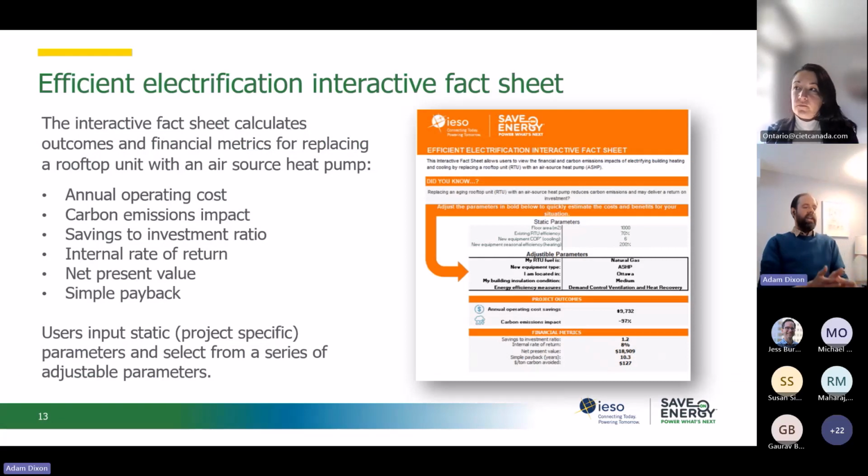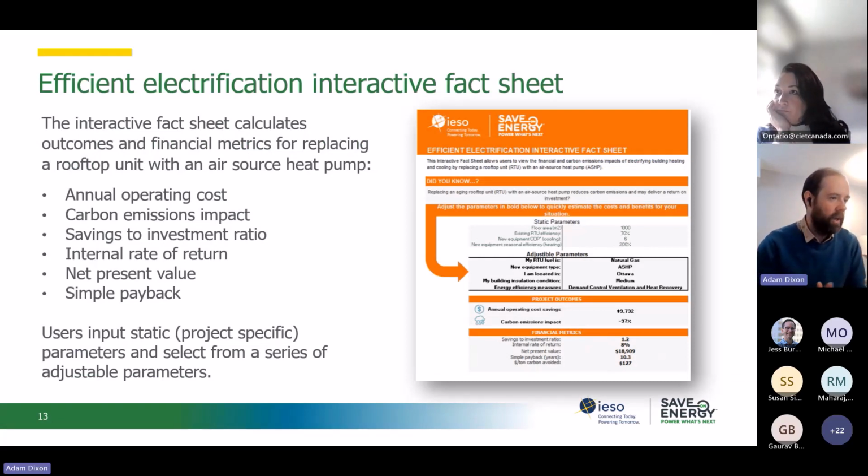So here, again, we developed this tool a couple years ago now. It's been available on the Save on Energy website for a while. I think it's a good starting point for your journey into efficient electrification. So basically, we have some static parameters about a building that are built in.